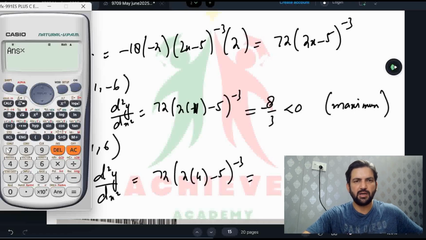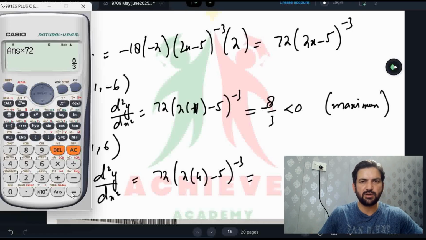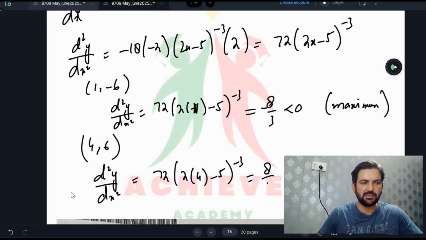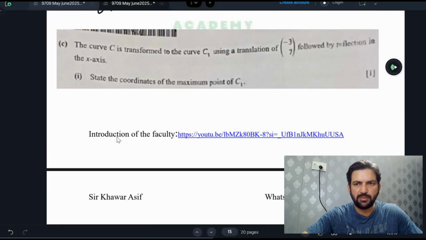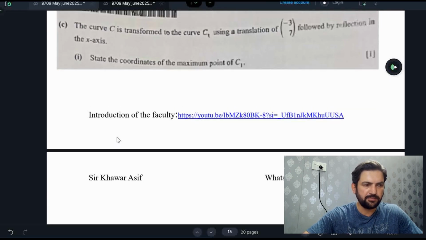Now in the C part, the curve C is transformed to the curve C1 using a translation matrix, followed by the reflection in the x-axis. State the coordinates of the maximum point. So first of all, we have to see which one was the maximum point. The curve C is transformed, so which one was the maximum point and which one was the minimum point.